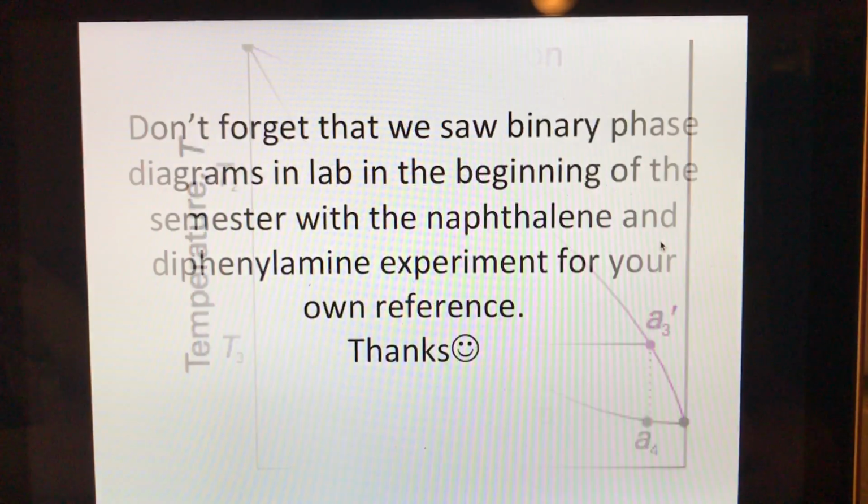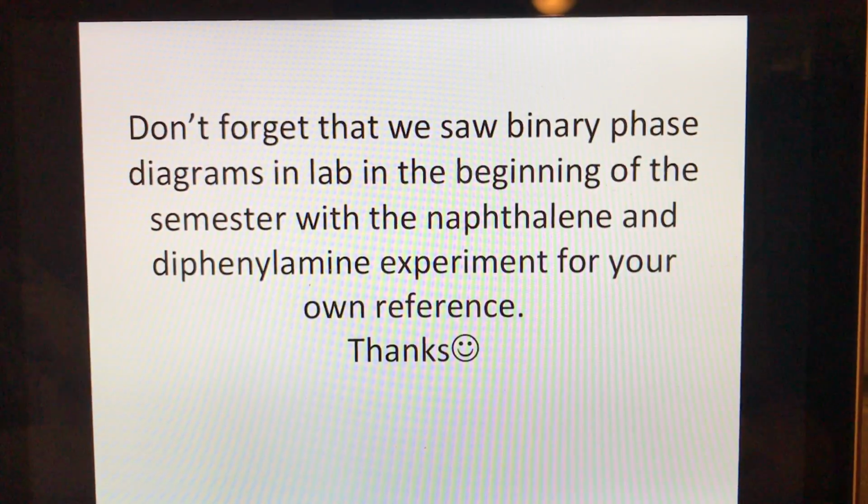And don't forget that we saw binary phase diagrams in lab at the beginning of the semester, with the naphthalene and diphenylamine experiment, for your own reference.